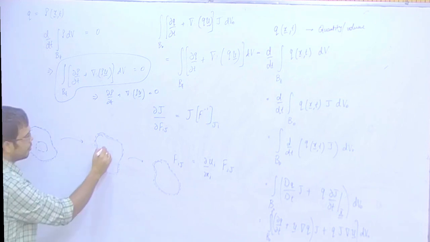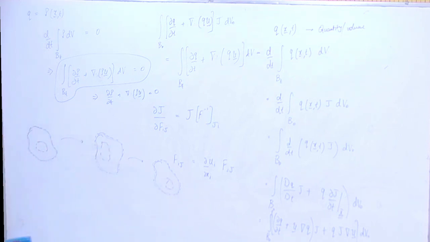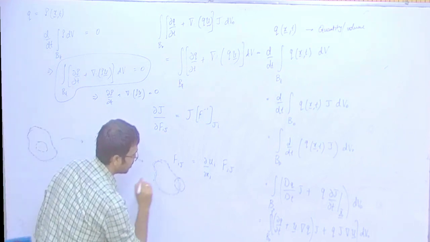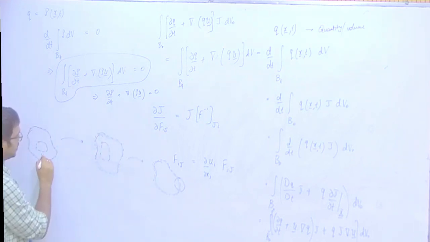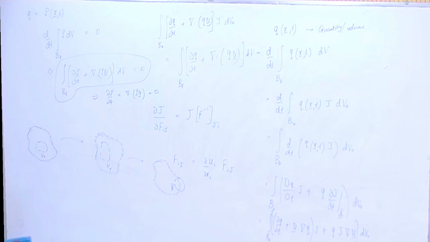Imagine a separate volume, which may be a subset of this BT, or it may even be partly outside this BT. Let us call this V naught and this is VT. The deformation of the control volume is completely our choice. We pick a control volume that is deforming in a way which makes our algebra and our life simpler. So that is our choice.